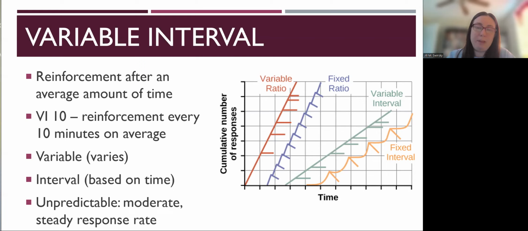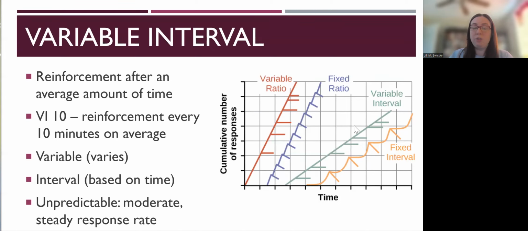The first time we said it might be for 15 minutes, and then the child would earn candy the first time they engage in answering a question after the timer goes off. Then we might set it for 5 minutes, then for 8 minutes, so on and so forth. It will average out to 10. The variable interval schedule is unpredictable. We see a moderate steady response rate.